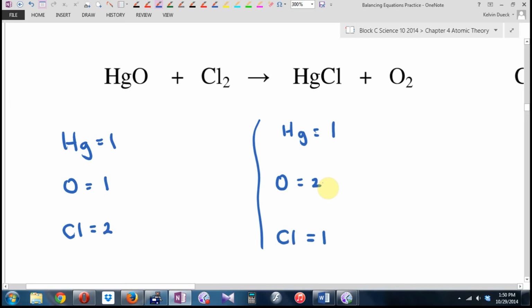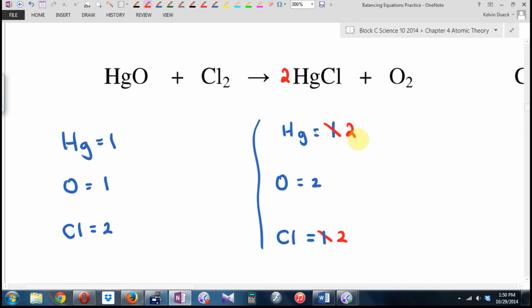Suggestions. What's not balanced? The Cl's and the O's. Save the O's for last. So, Cl, how many do I have on the left? 2. How many do I have on the right? How can I fix that? Okay, if I put a 2 right there, now that changes, cross out the 1, make it a 2. But what else does that change?